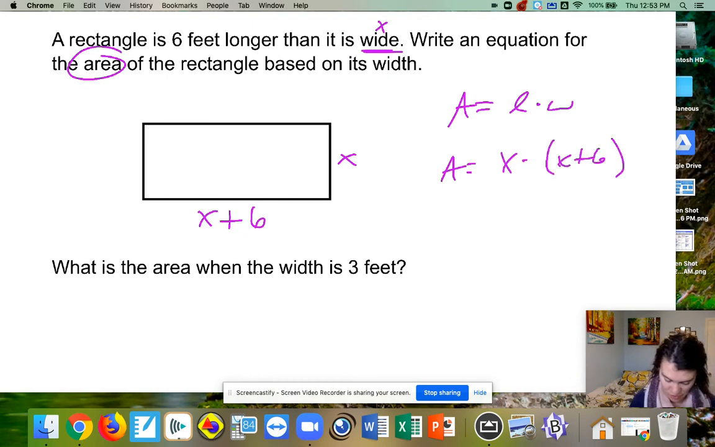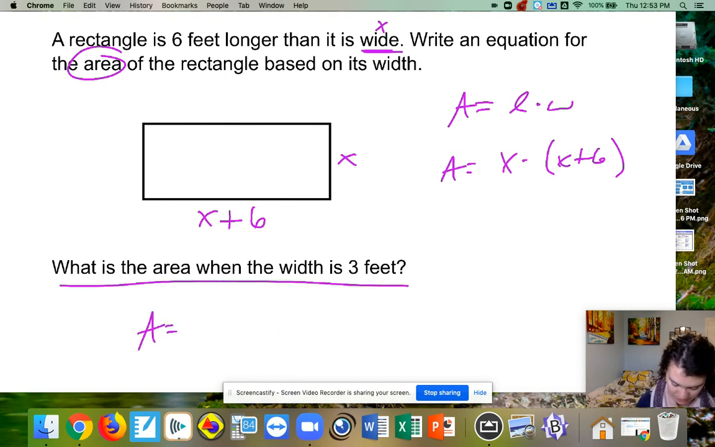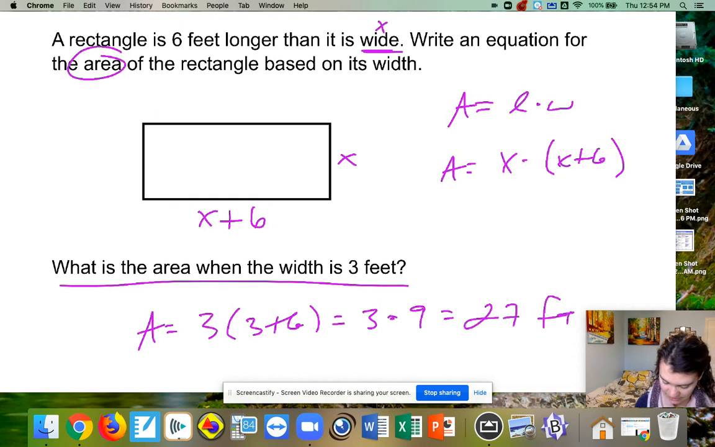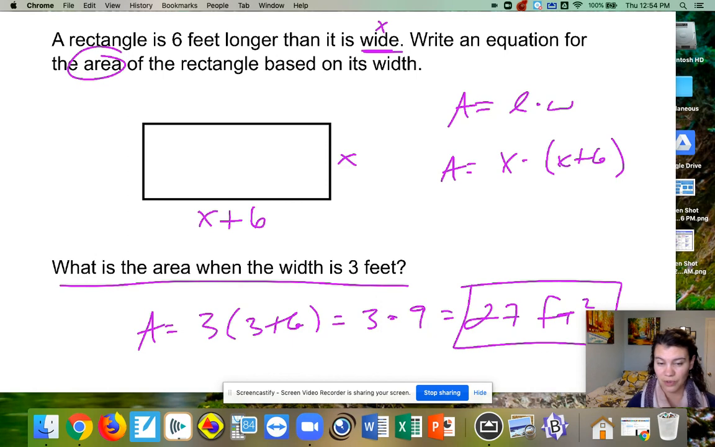So if we want to figure out what is an area with a width of 3 feet, well, we have 3, and then 3 plus 6, which is 3 times 9, or 27 feet squared. And that's it. So then go on to Math Excel and do the 3.5 assignment.